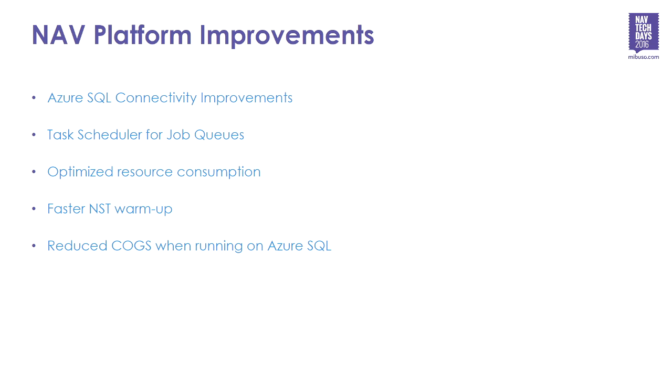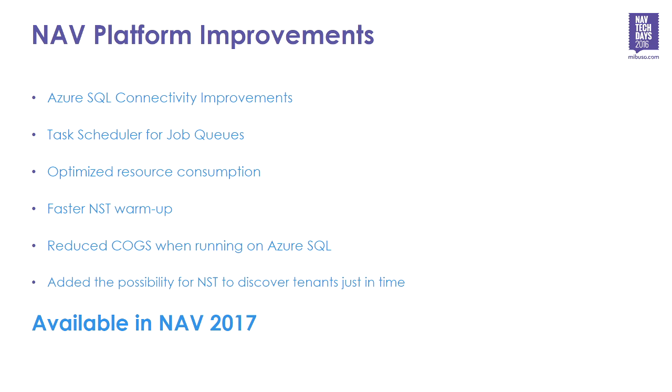We have reduced COGS for running on Azure SQL. Whether you use elastic pools, which we strongly encourage you to use, you won't believe how awesome they are, or if you don't want to, you can use them on-prem with whatever Azure resources you like, and they'll still be better. And we have the just-in-time tenant discovery for a good first experience every time. And all of these features are in the cloud, running on Dynamics 365 for financials, for all our customers, but they're also on-prem in NAV 2017, ready for you to try out. We cannot wait to get your feedback on these features.